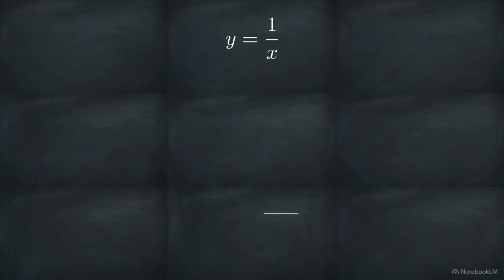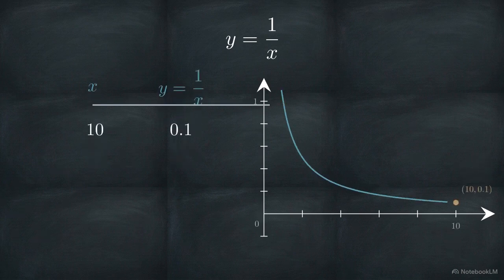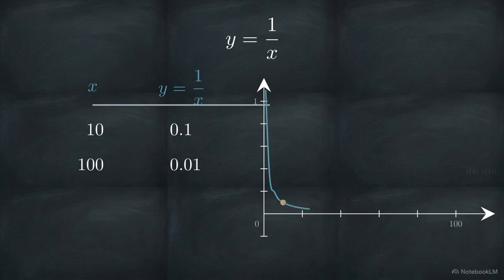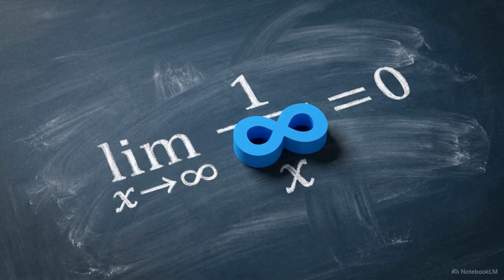This table and graph show the function y equals 1 divided by x. As we plug in larger and larger values for x, from 10 to 100 to 1,000, the resulting fraction becomes positive and very small. As we extend the graph to the right, we can see this long-run behavior visually. The curve flattens out, approaching a horizontal line exactly at 0. The statement here is that as x grows to infinity, the limit is 0.